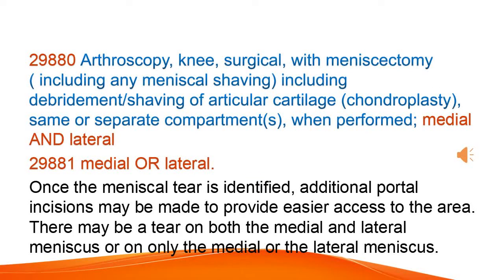Arthroscopy, knee, surgical, with meniscectomy, including any meniscal shaving, including debridement/shaving of articular cartilage, chondroplasty, same or separate compartment(s), when performed, medial and lateral. Medial or lateral. Once the meniscal tear is identified, additional portal incisions may be made to provide easier access to the area. There may be a tear on both the medial and lateral meniscus or on only the medial or the lateral meniscus.